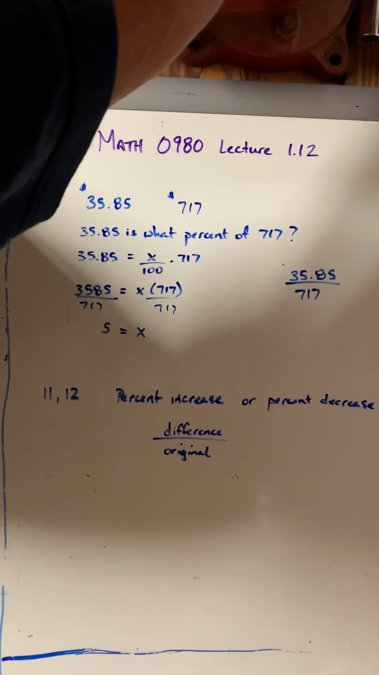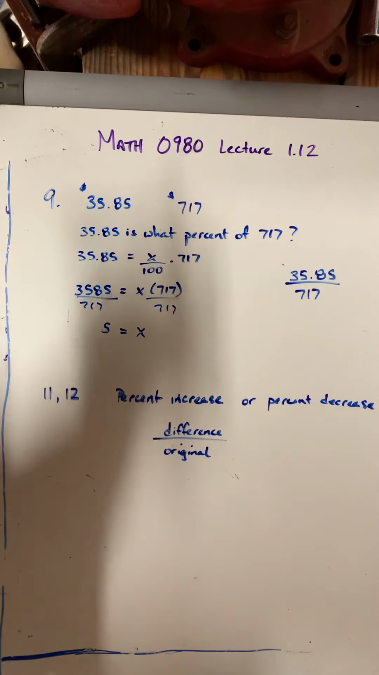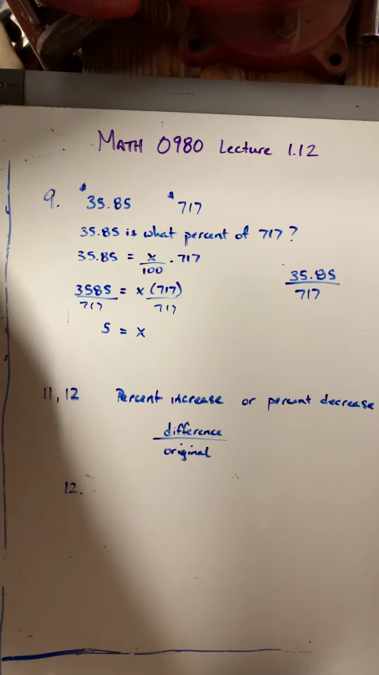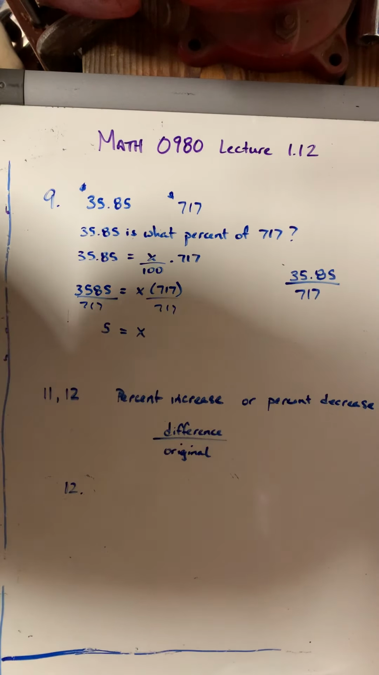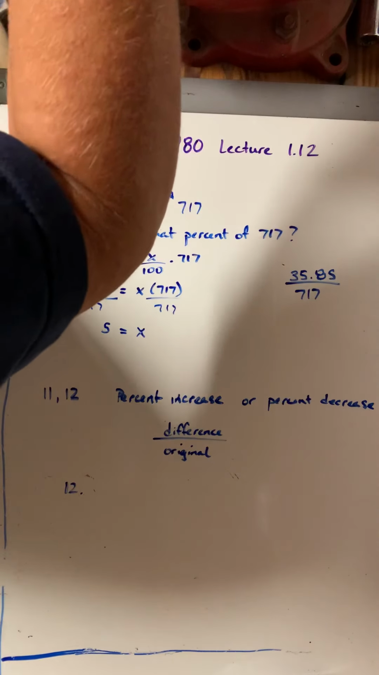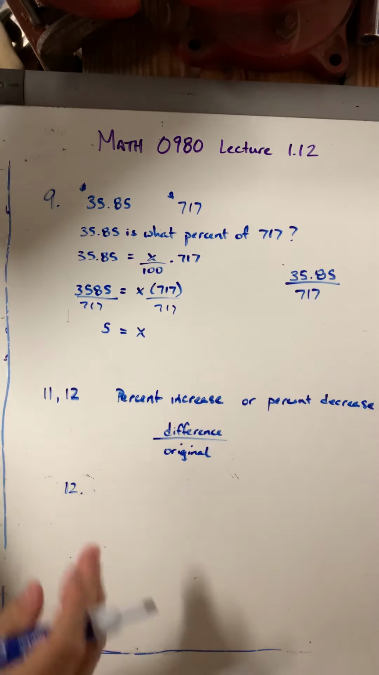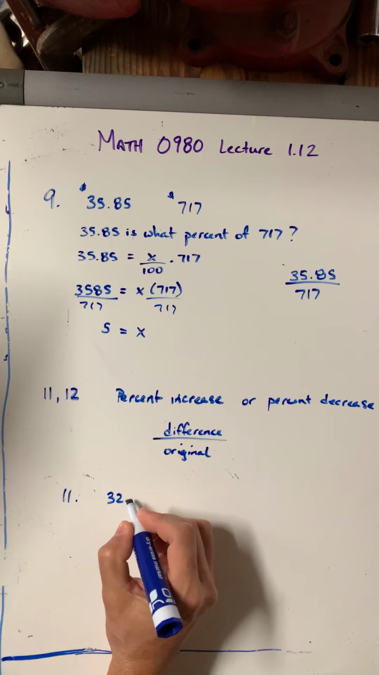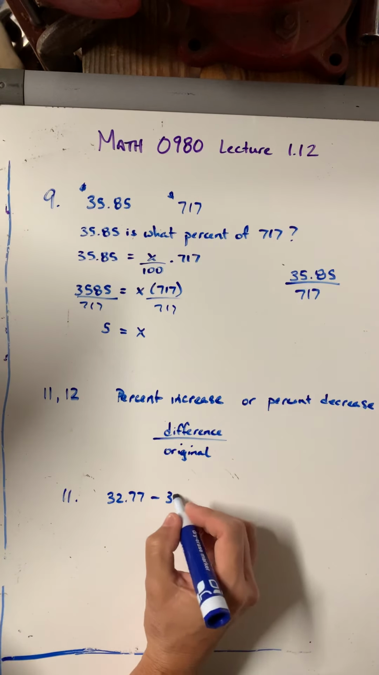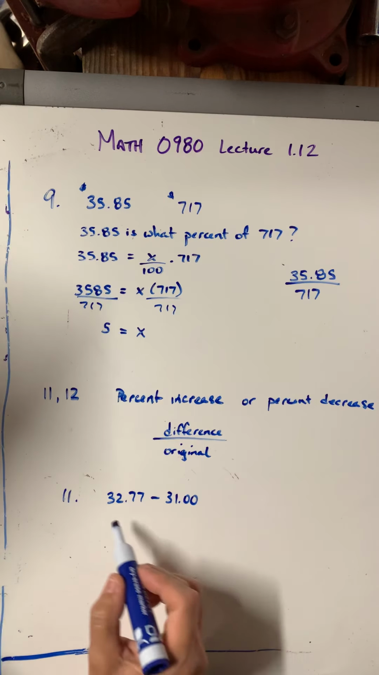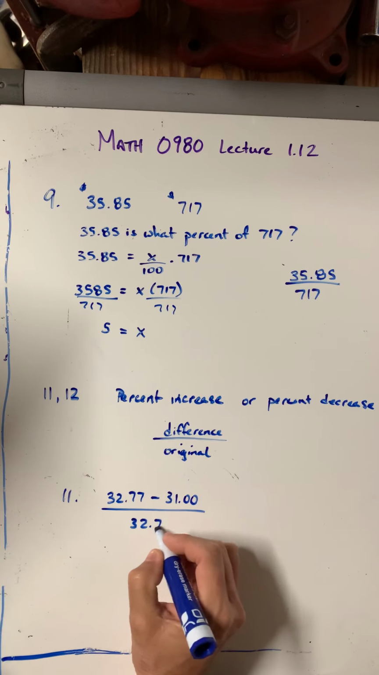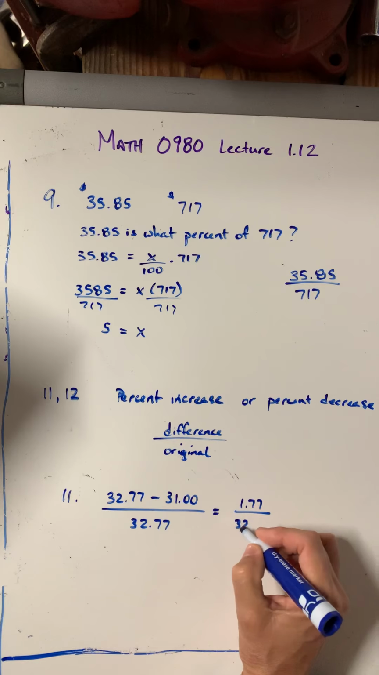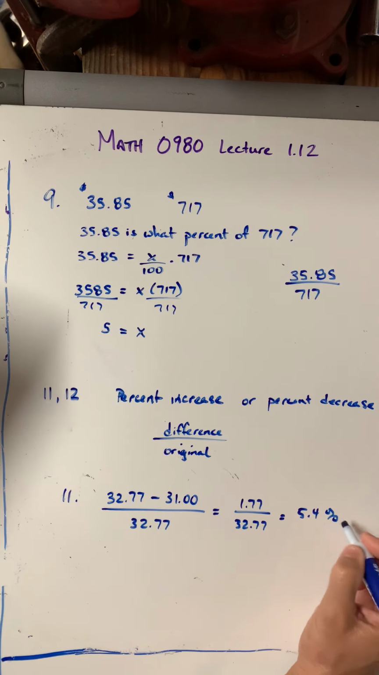So I'm actually going to do problem number 12. So problem number 12 for me says a person earns, oh wait, hold on. Was that right? No, let me back it up. This does not, let me do problem number 11. I apologize. 11 says the price per share of a certain stock fell from $32.77. So it started at $32.77 and it fell to $31. It says find the percent of decrease in price. So this is my difference over my original, which is what it started with, is $32.77. And so if you figure this up, you get $1.77 over $32.77, which is going to end up being 5.4%.